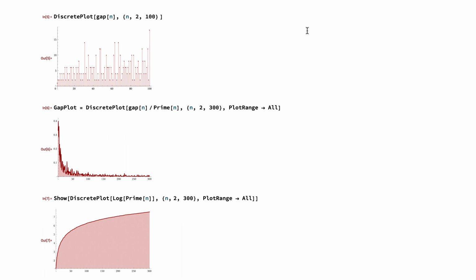This is actually because the gap between the nth prime number and the n plus 1th prime number asymptotically approaches the natural log of Prime[n] as n increases without bounds.